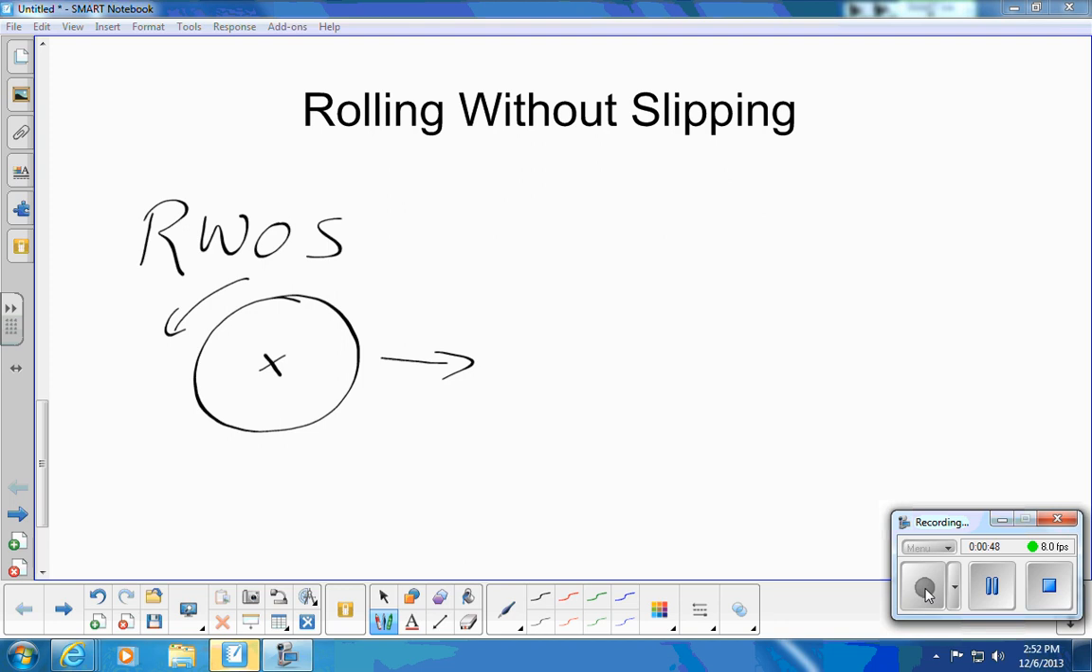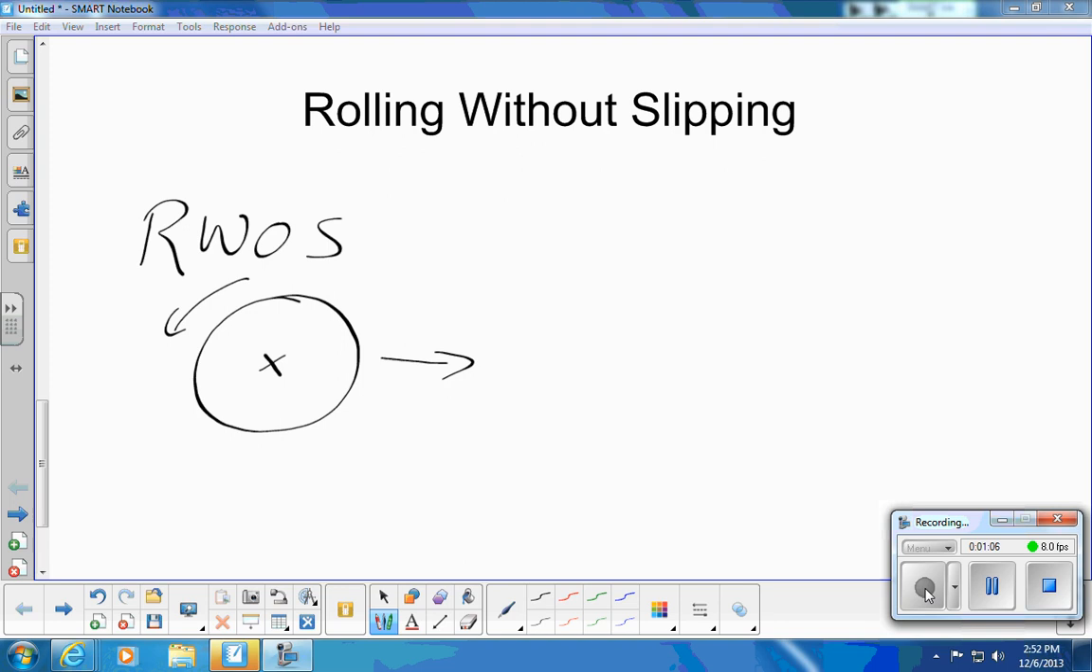And one special case of this is rolling without slipping, which is of course a very common phenomenon. Lots of things roll down hills. Some things even roll up hills, and some things roll on level ground. And they can do so without slipping. So what does it mean to say that it's rolling without slipping?